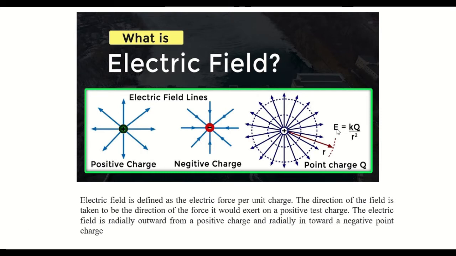Now this is the formula: E equals kq by r squared. K is the constant, q is the charge, r is the distance. Now let me explain this term. What is r? r is the distance from the positive charge to that point. So this red distance is the distance r. And this capital Q is this one. So this is about the electric field. Now the formula is given, the definition is given, and this is about the direction of the electric field line.